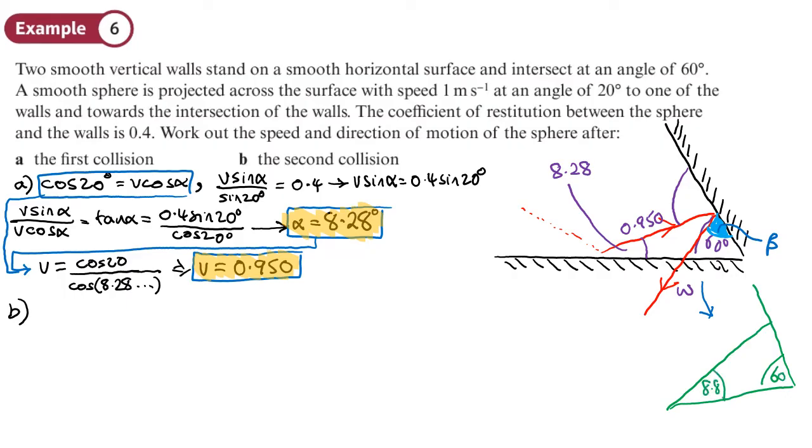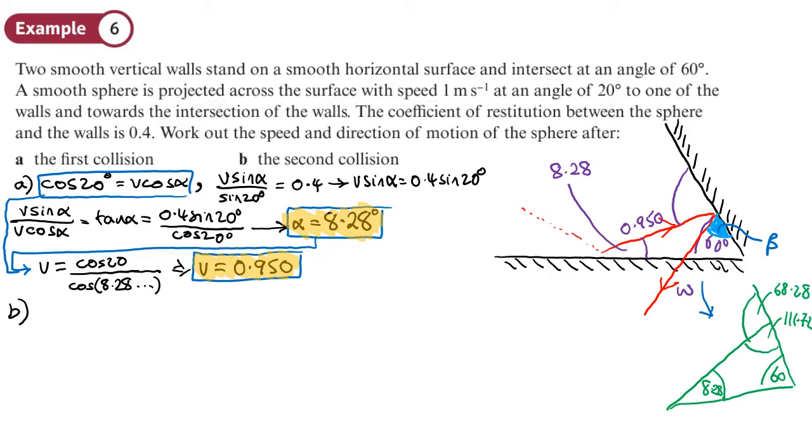8.28 degrees. So I can work out this angle here, by doing 180 minus 60 minus 8.28, and that gave me 111.72, which means this angle here, because it's on the straight line, is 68.28 degrees, the sum of the other two.